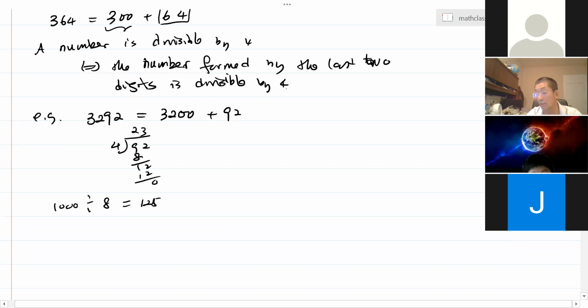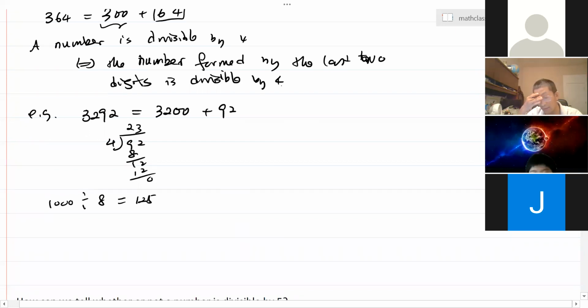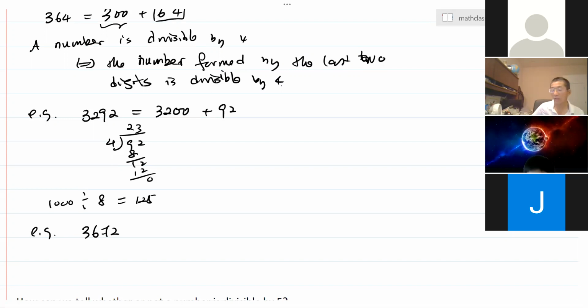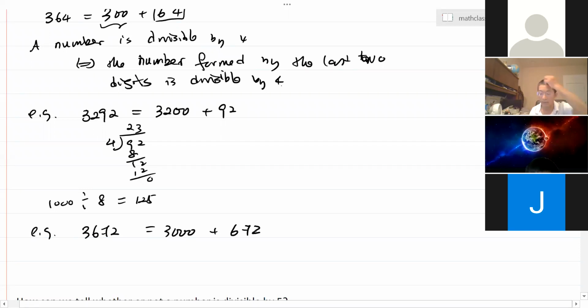Of course, you can do it step by step. Make sure it's divisible by 2, make sure it's divisible by 4, right? Because 4 times 2 is 8. But you have to find the quotient first. So let's check the following number, 3,672, whether it's divisible by 8. We can check that 72 is divisible by 4, so that's why it's divisible by 4. But whether this is divisible by 8, we don't know. So we just need to look at 672. If this is divisible by 8, then the whole number is divisible.